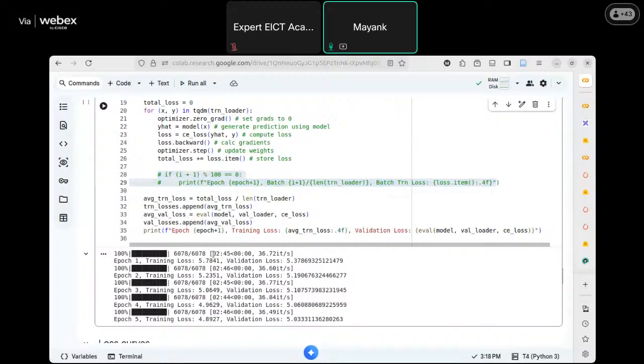Okay, training this model takes some time. As you can see, one epoch takes almost 2 minutes 45 seconds to run. So I am not running it now. Let me first show you the output, and after that we will run it.